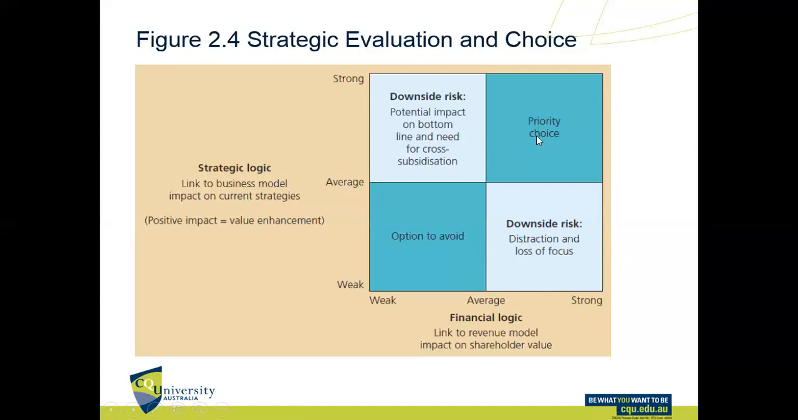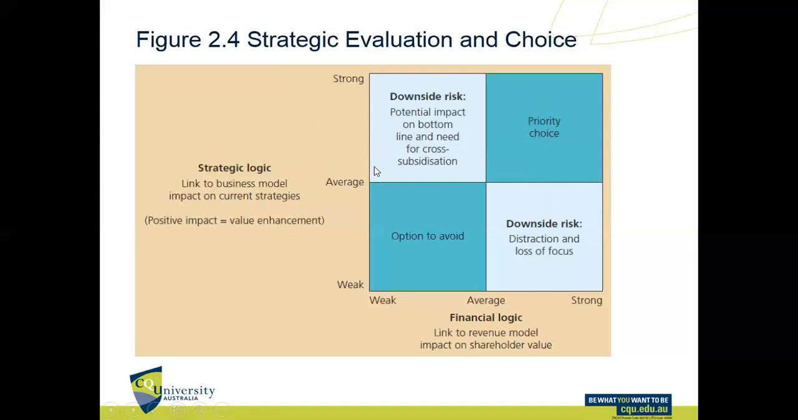The best choice we can go for is this quadrant, the priority choice as they call it. And I think that's quite obvious by now. The strategic logic is very strong. The financial logic is very strong. So we make money out of this particular strategy, and we also satisfy customer needs. So this is a strategy that we should undertake.